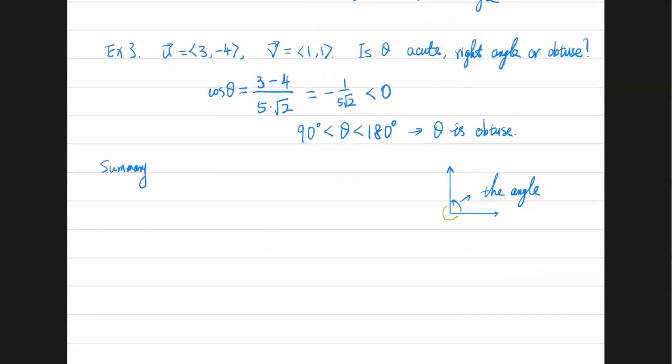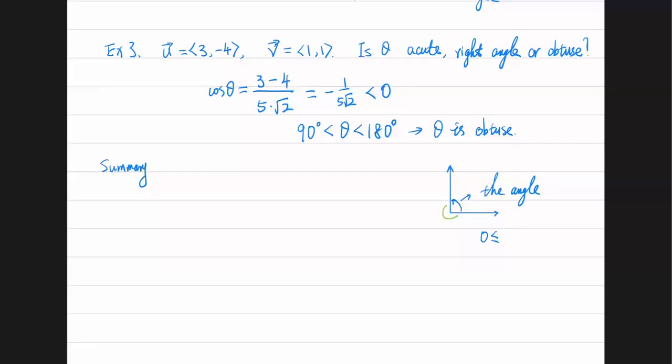So in particular, for any two vectors, the angle will be between 0 degrees and 180 degrees, or we use 0 to pi in radians. Okay, the summary.